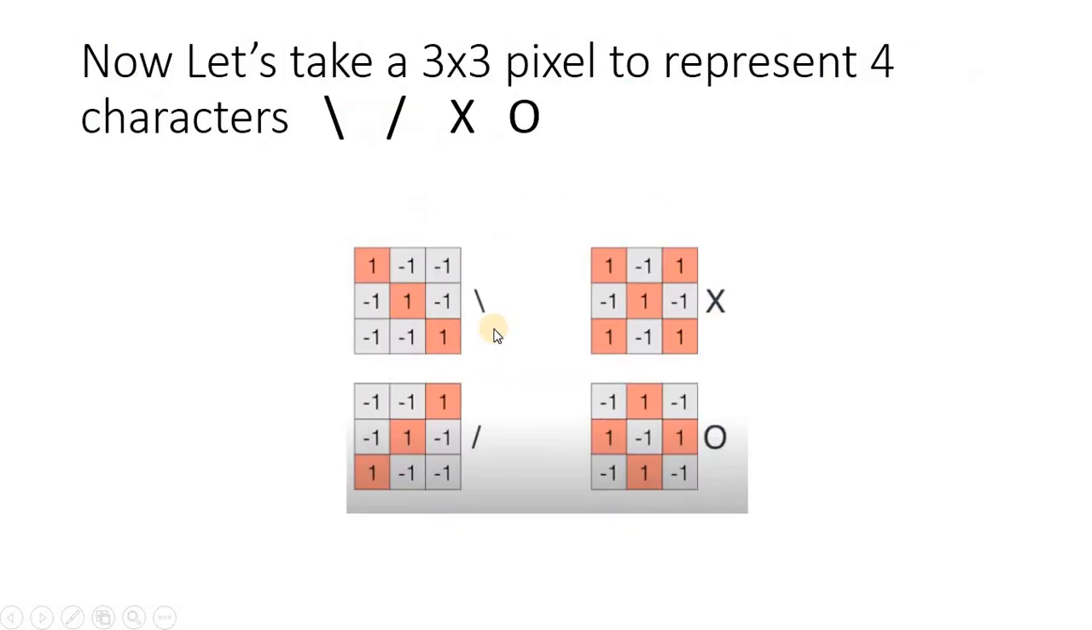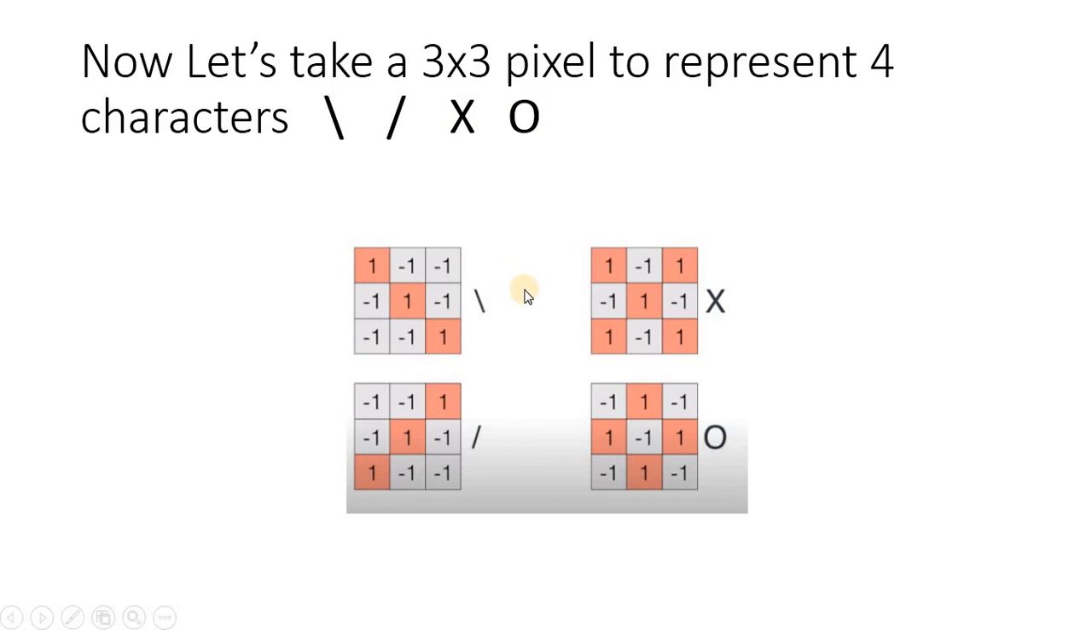few errors. Now let us take a 3 by 3 pixel grid to represent 4 characters. This is a backslash and forward slash, and now we have a multiplication sign X and O. Suppose these are the 4 characters now.